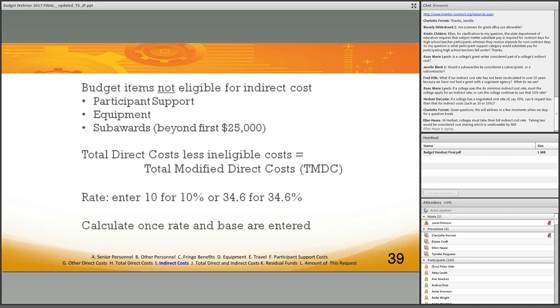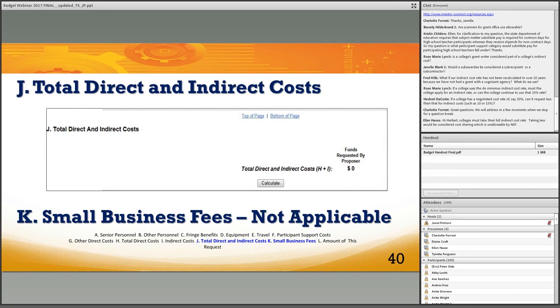Okay, so we're going to recap. Indirect cost rates are federally negotiated. And there are budget items that are not eligible for indirect costs, and you'll see those listed on your page. Your total direct cost will subtract those ineligible costs to give you that TMDC, or total modified direct cost. Then you'll enter your percent, which you just put as a number. Don't put the percent sign in there, and don't change it to a decimal. The system will do that for you. And then you calculate once the rate and the base are entered.